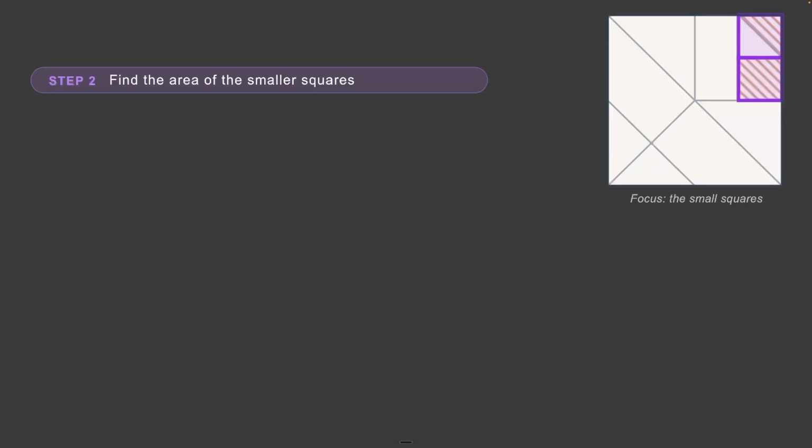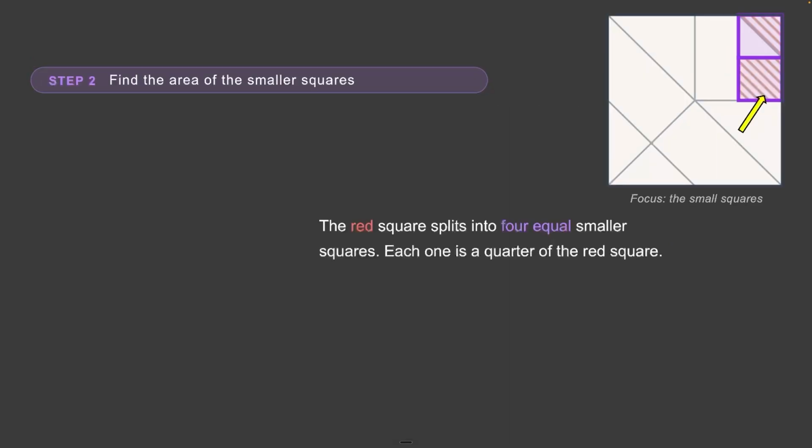Next, we find the area of the smaller squares. These squares. The red square splits into 4 equal smaller squares. Each one is a quarter of the red square, just like we had the red square being the quarter of the orange or the large square. So this is where we had the 4 smaller squares. Now we find the area of each.